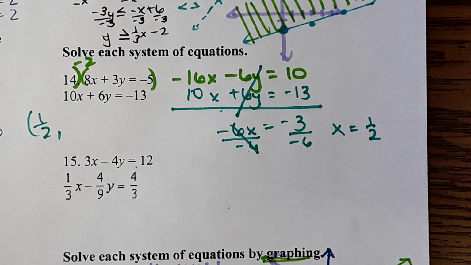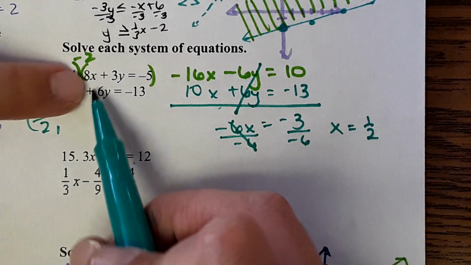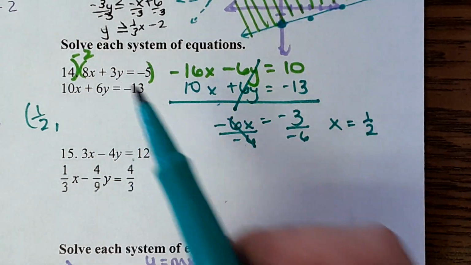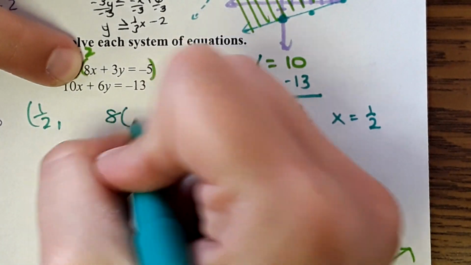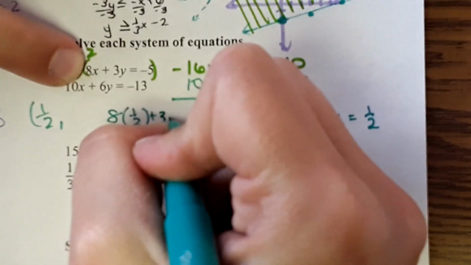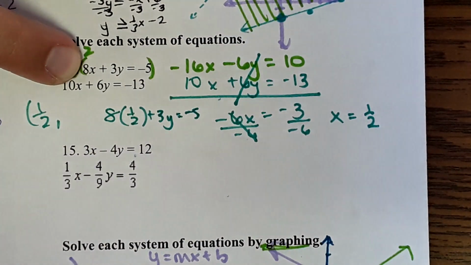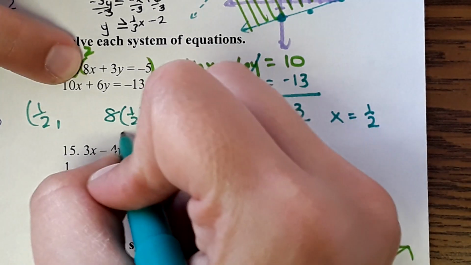Now we have to determine what the y coordinate is. So what we're going to do is, now that we know that x is 1/2, we're just going to plug this into one of these equations. It doesn't matter which one. I'm just going to use that first one. 8 times 1/2 plus 3y equals -5. And I'm just going to solve this for y.